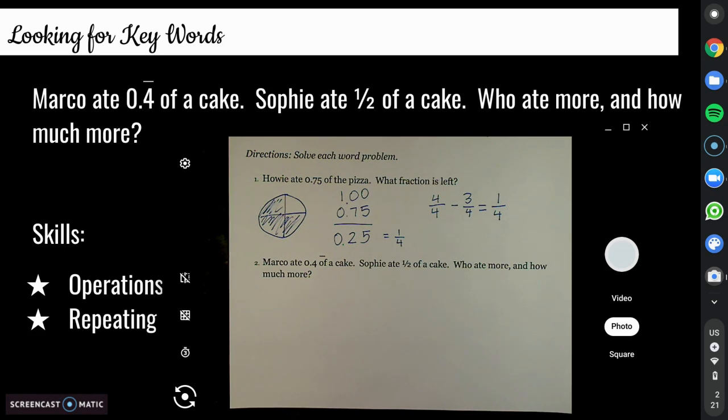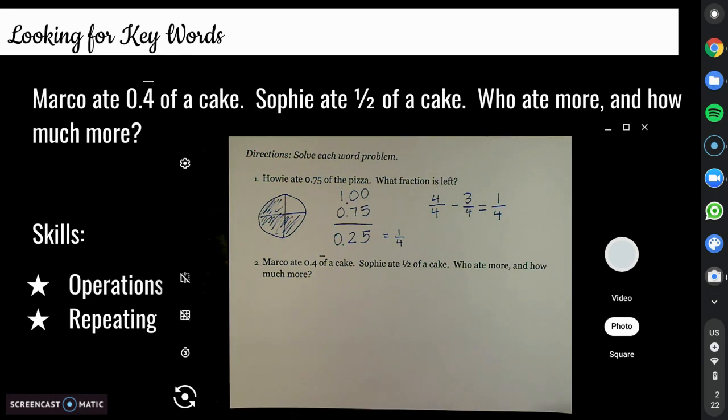So you can tell that this one is going to be ordering, right? Because it's which one is bigger, which number is bigger. Okay. And then it's also an operation. Do you know what operation it is? It's subtraction because it wants to know how much more. Okay. So, do you know which one is bigger, 0.4 repeating or 1/2?